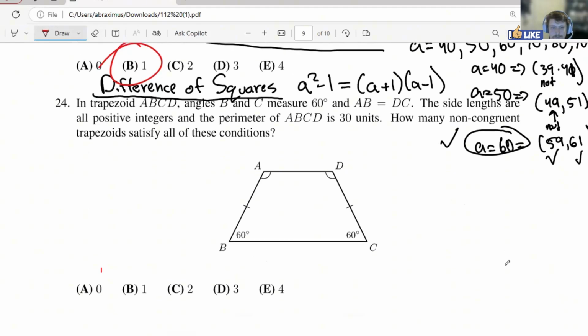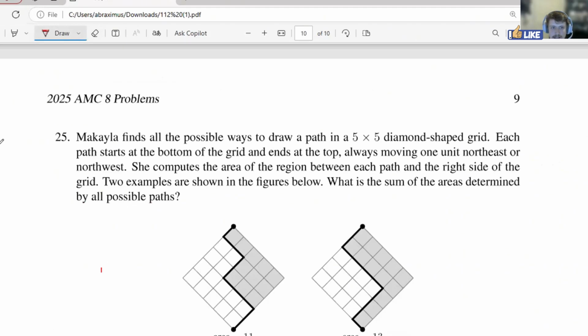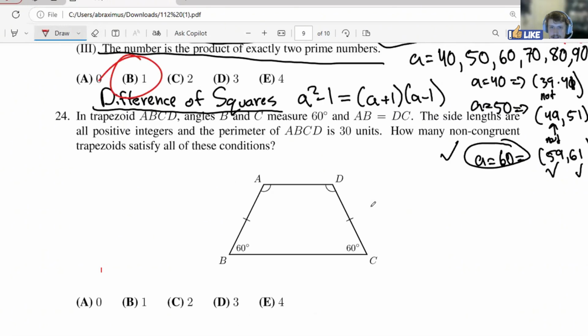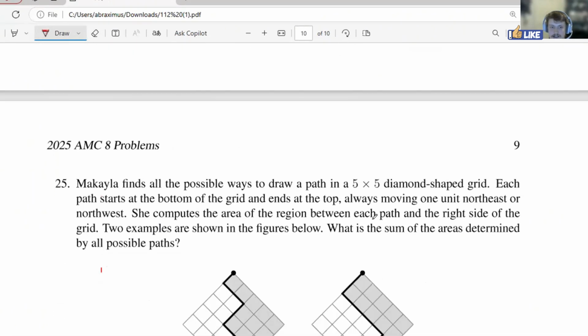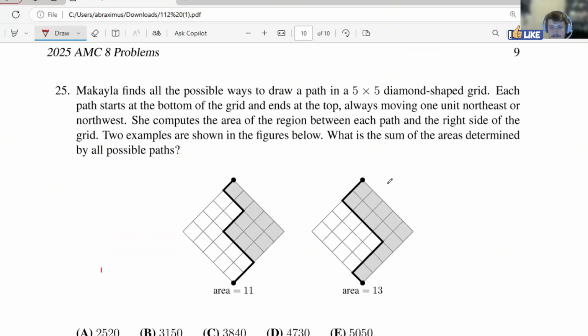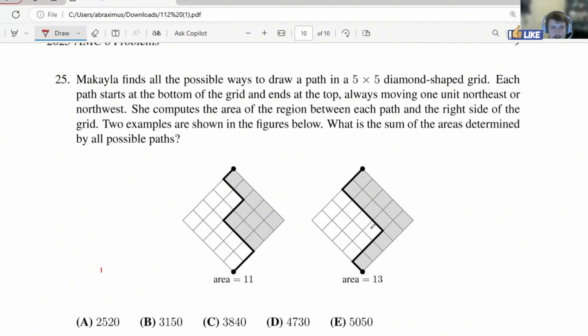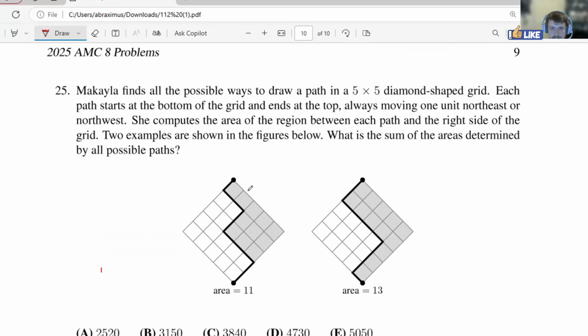All right. I think that 25 is more interesting. So for the sake of time, just so that everyone who planned to be here for 90 minutes can see 24 problems, I'm going to do this one, and then I'll go back to 24. All right, so Michaela finds all the possible ways to draw a path in a 5x5 diamond-shaped grid. Each path starts at the bottom of the grid and ends at the top, always moving 1 unit northeast or northwest. She computes the area of the region between each path and the right side of the grid. The 2 examples are shown in the figures below. What is the sum of the areas determined by all possible paths?